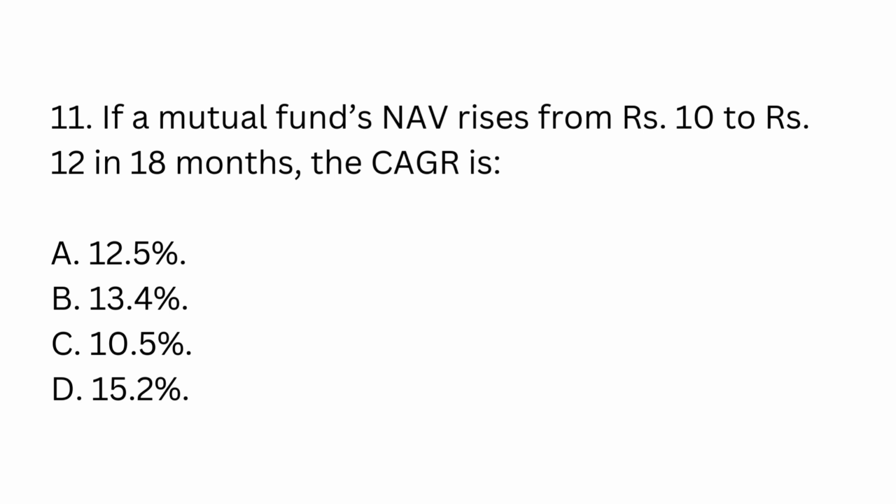11. If a mutual fund's NAV rises from 10 rupees to 12 rupees in 18 months, the CAGR is A, 12.5%, B, 13.4%, C, 10.5%, D, 15.2%.